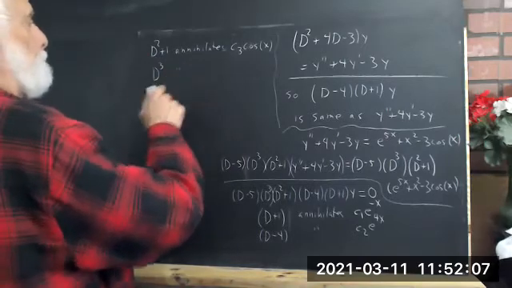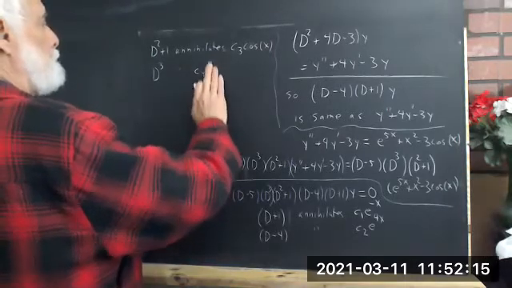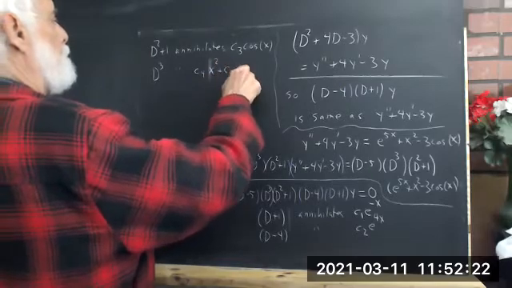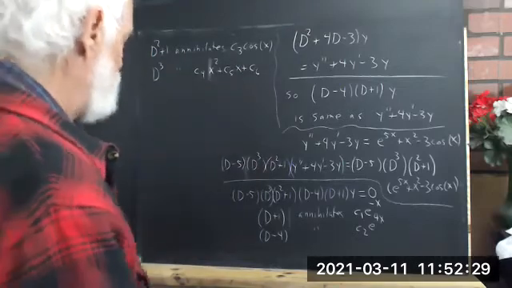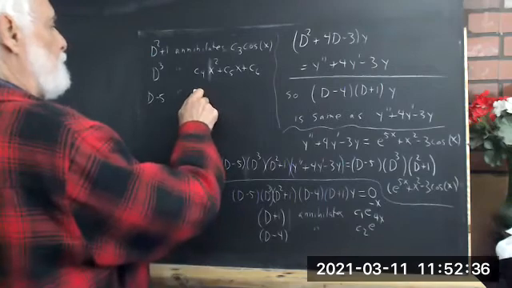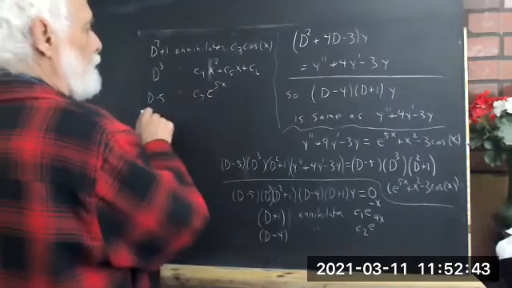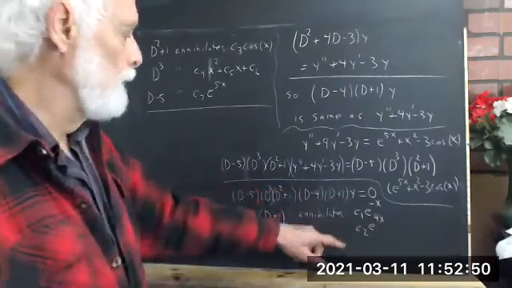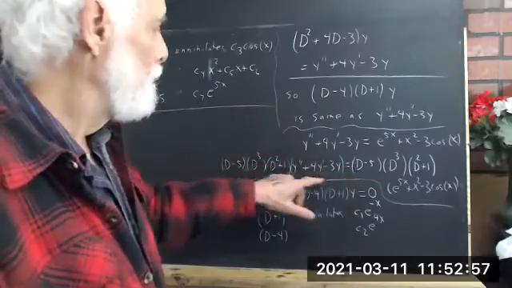D cubed annihilates C4 times a polynomial; it annihilates any polynomial of degree 2. And D minus 5 annihilates C7 e to the 5x. So y equal to a linear combination of these is going to be the general solution to this equation.